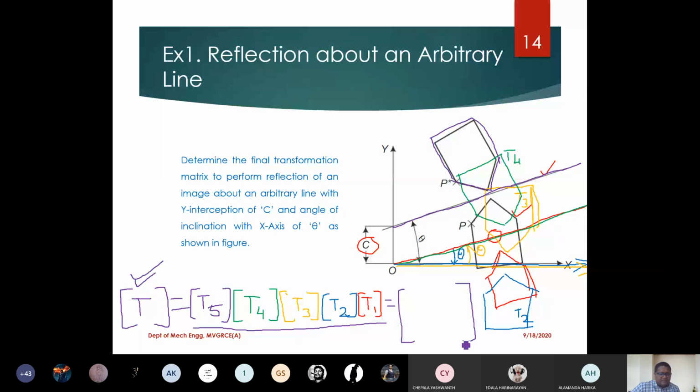If all these 5 are of order 3 by 3, their final multiplied matrix would also be of order 3 by 3. So this is the final transformation matrix which you need to calculate first. Once you get it, it can simply be multiplied with all the 5 coordinates. I already explained in which way you have to write down all the coordinates: each and every x1, y1, x2, y2, all the coordinates you have to write.